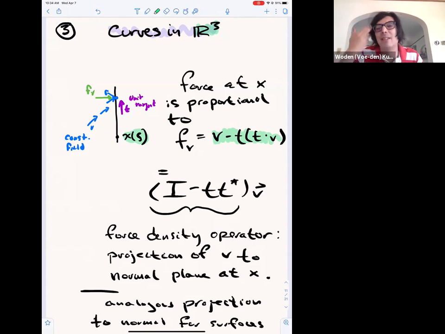So this is just linear algebra. You can break it out, and you can see this more easily maybe by rewriting this as the identity minus the unit tangent vector outer product with itself. So we've got column times row. This is going to be a projection, and we're taking the force component of the vector V, this vector field V.